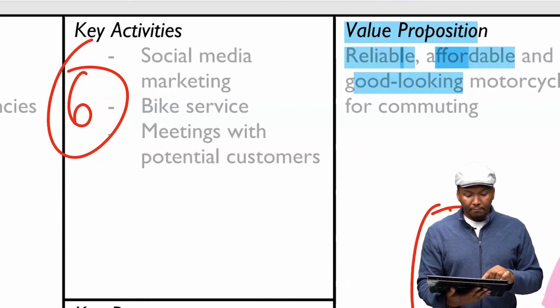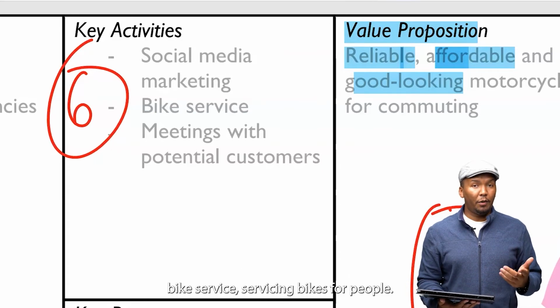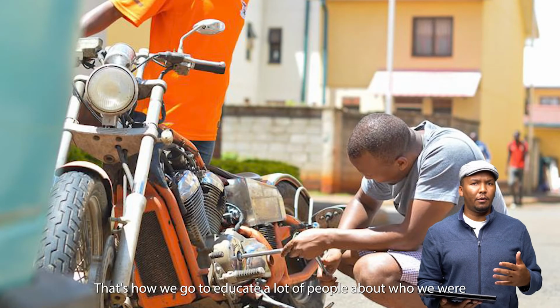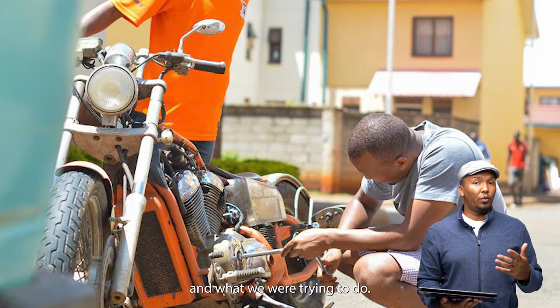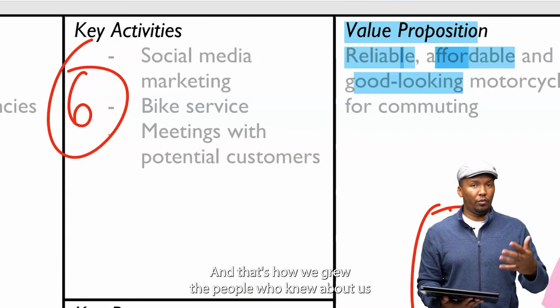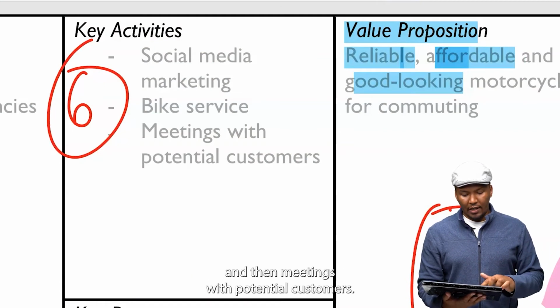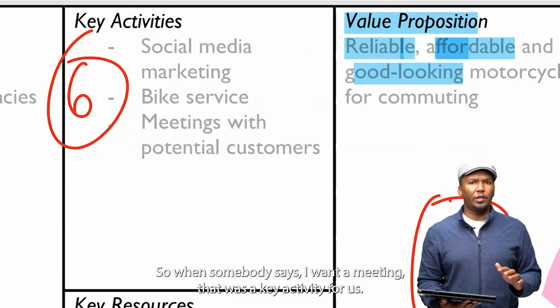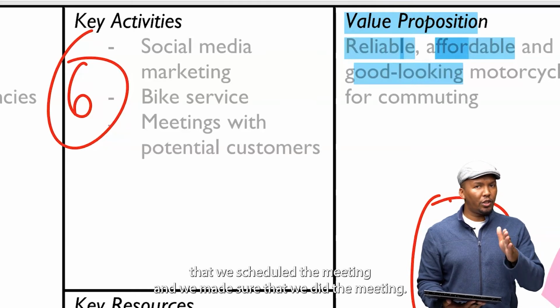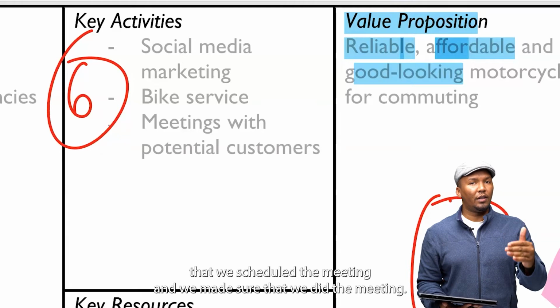And then bike service, servicing bikes for people. That's how we got to educate very many people about who we were and what we were trying to do. And that's how we grew the people who knew about us. And then meetings with potential customers. So when somebody says, I want a meeting, that was a key activity for us. So we made sure that we scheduled the meeting and we made sure that we did the meeting.